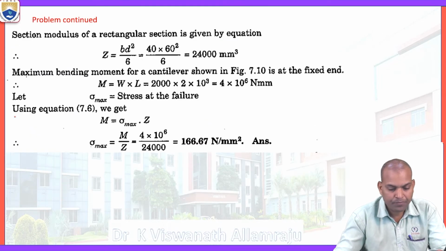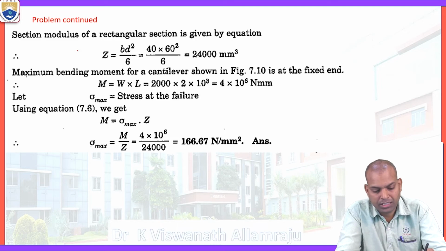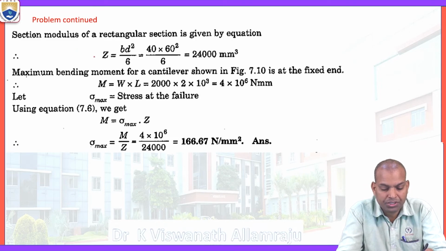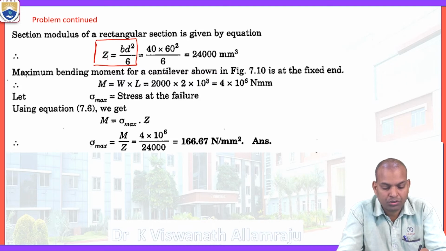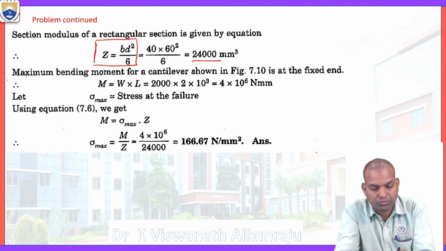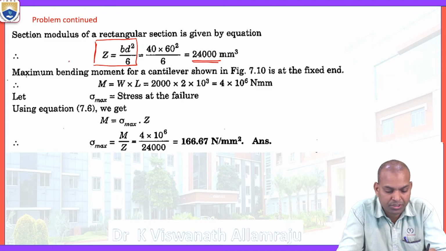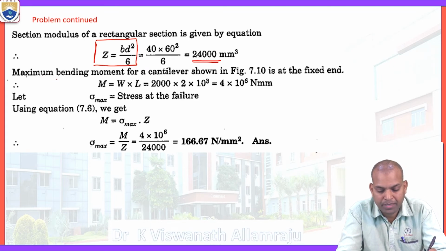And let us begin. Now here the section modulus of a rectangular section, we know the equation, that is Z equal to bd square by 6. Substitute b and d values in this formula and we can observe the section modulus value. Here it is 24,000 cubic millimeters.